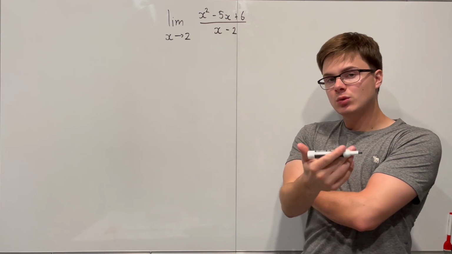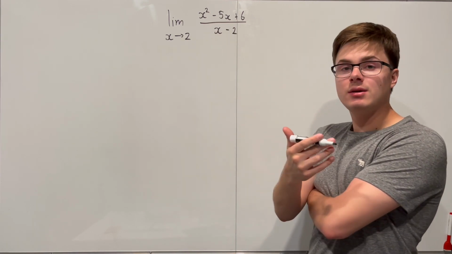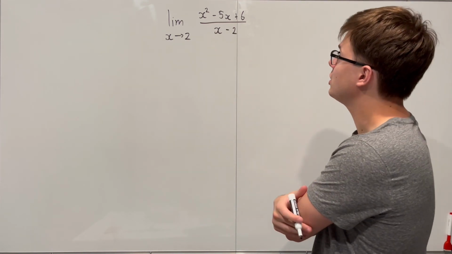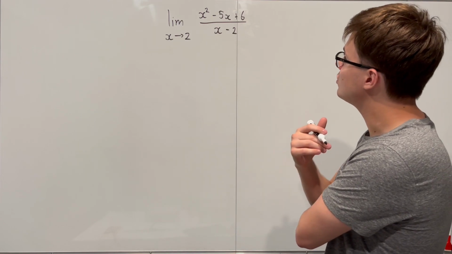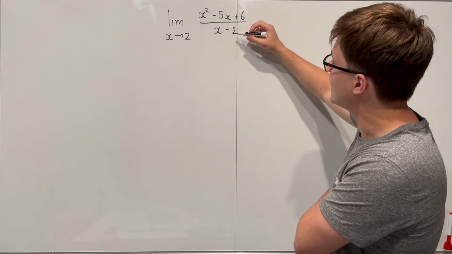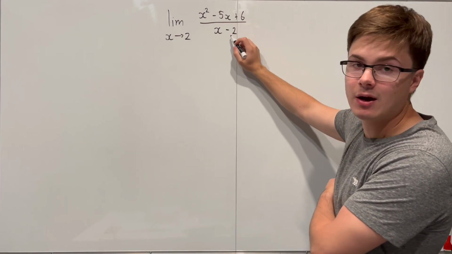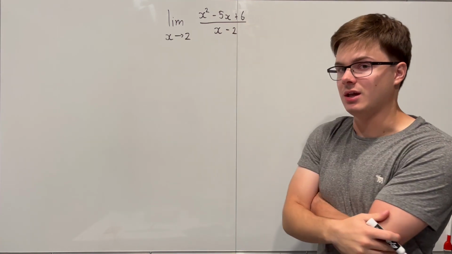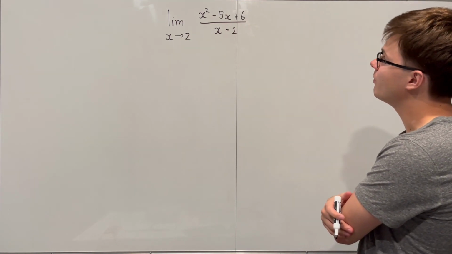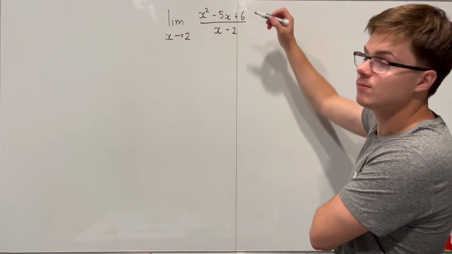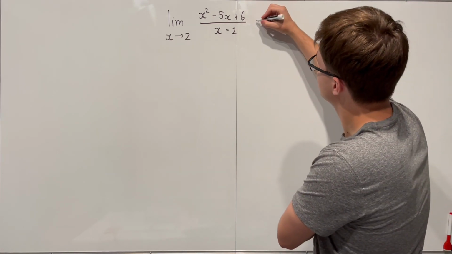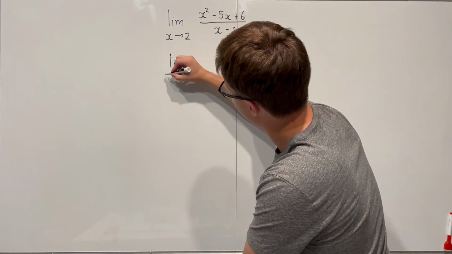Well, when you can't directly substitute, you should try factoring or reducing your function. So what could we do here? Can we somehow get it so we can cancel out the x minus 2 with something in the numerator? Most likely, let's go ahead and try to factor just the numerator, right? So what can this end up looking like?